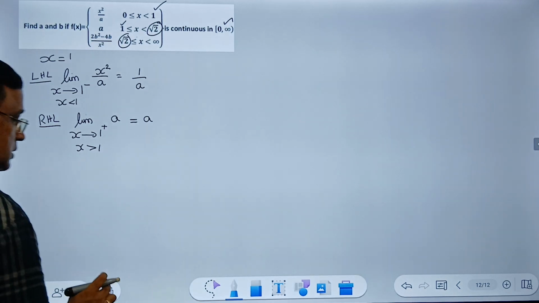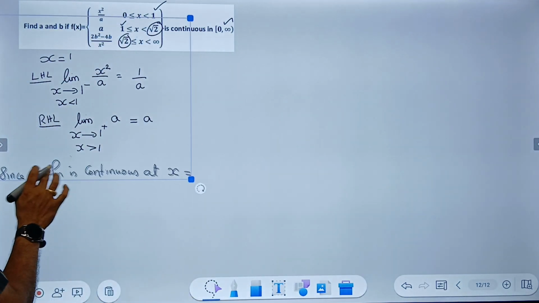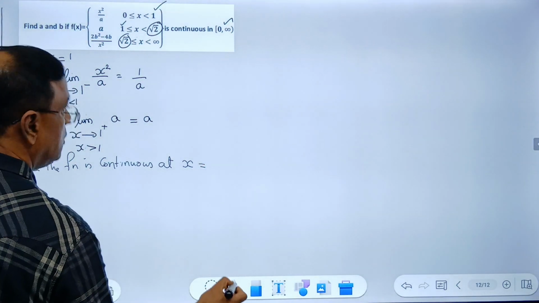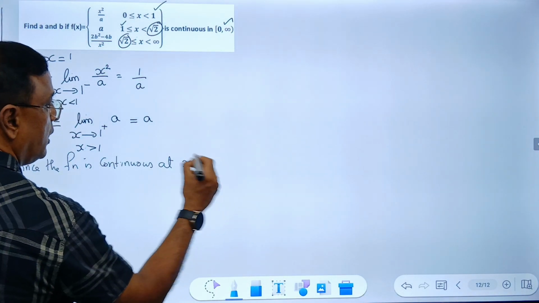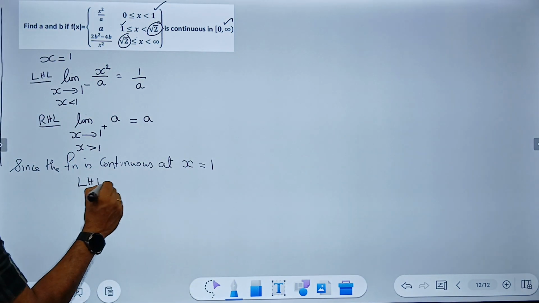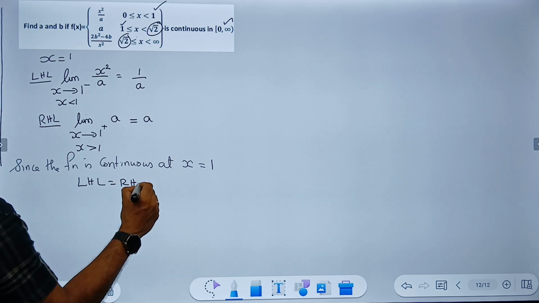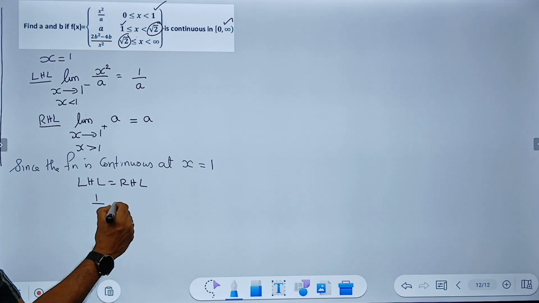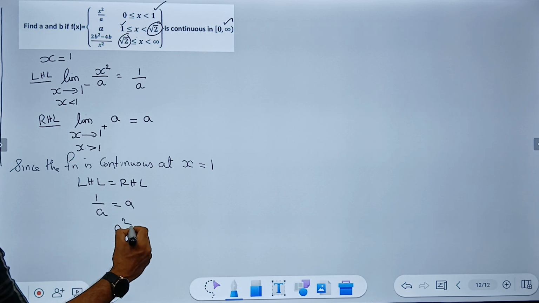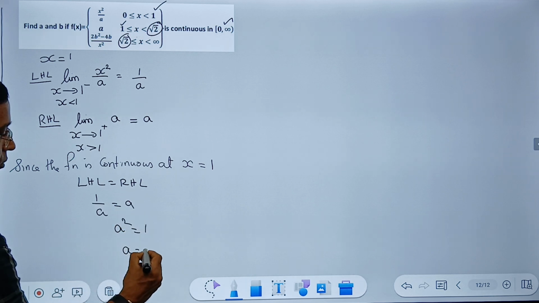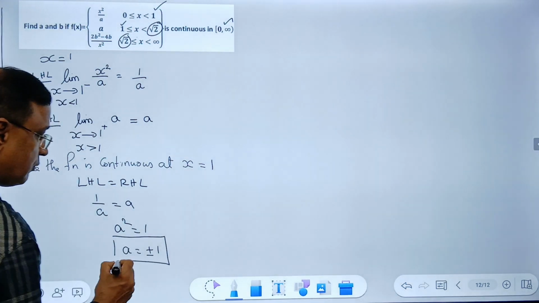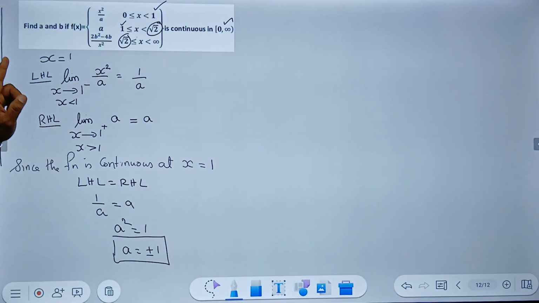Now, since the function is continuous at x is equal to 1, LHL equal to RHL. Since LHL is equal to RHL, what do you know? 1 by a equal to a square equal to 1, so a equal to plus or minus 1. So let's keep this. So I have found a. Now I need to find b.